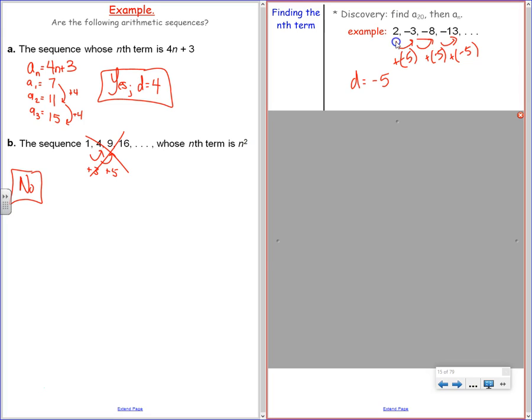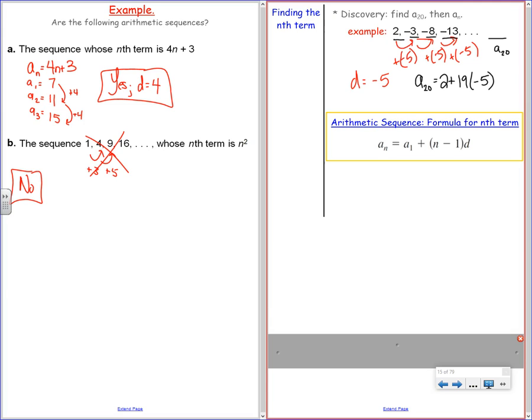If I needed to get to not the first, second, third, fourth term, but if I needed to get to the 20th term, I want you to think of something. How many jumps of plus negative 5 did I need to take from the first to get to the fourth? Just 3 jumps. So how many jumps would it take to get to the fifth? So how many jumps will it take to get to the 20th? So I can say the 20th term is going to equal the first term plus 19 jumps of negative 5. And the pattern will be that every time, to get to the nth term, you're always going to start at the first term and take n minus 1 jumps of d.